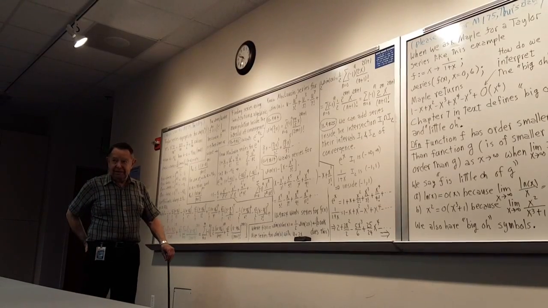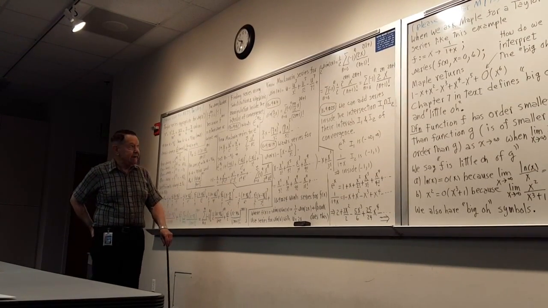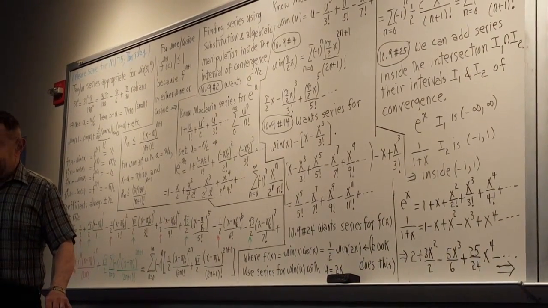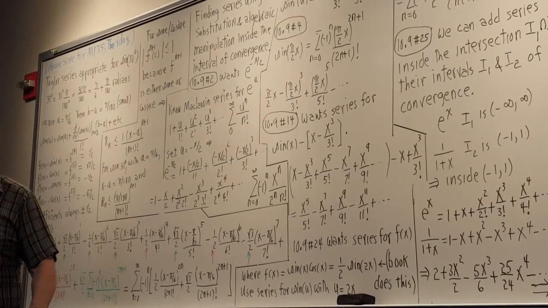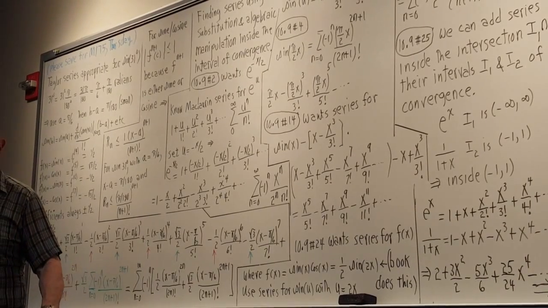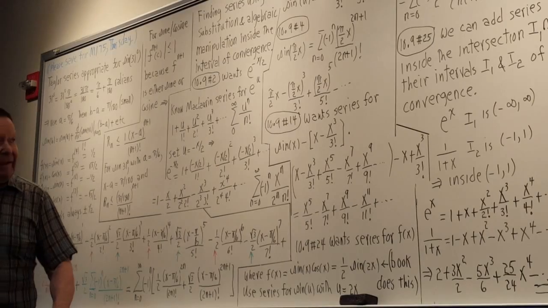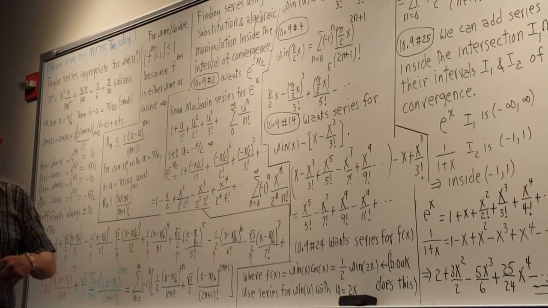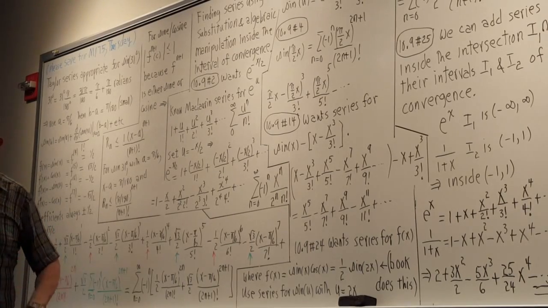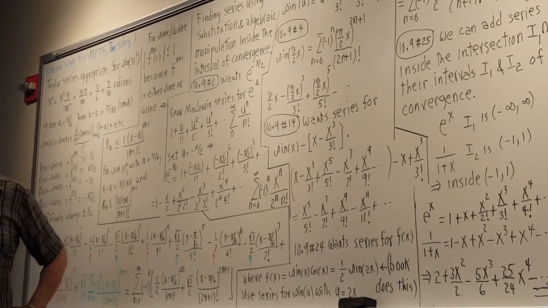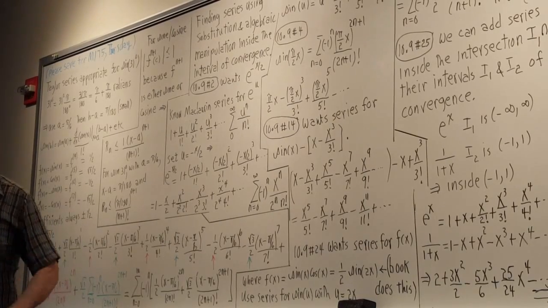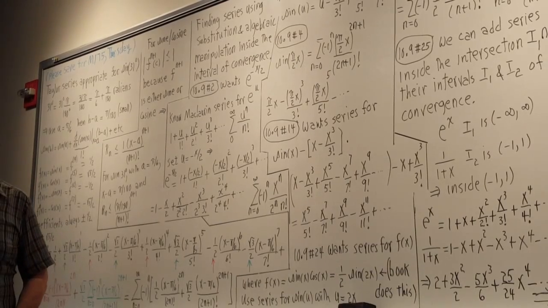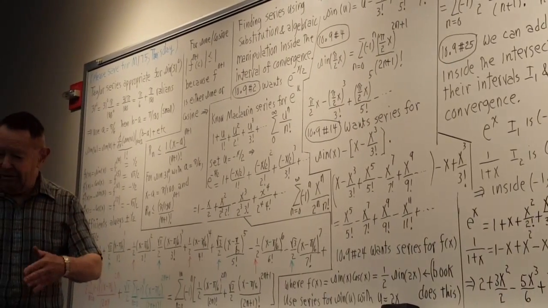What you want to do in these problems in 10.9 is use some of the series for which we know the form, like the Maclaurin series for sine and cosine and e to the x, and so on. And then by substitution or by adding series together, that kind of thing, which you can do in the intersection of the intervals of convergence. They want you to produce series for other functions without doing all the derivatives.